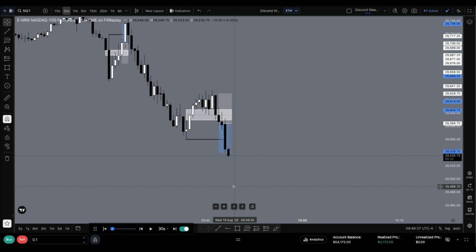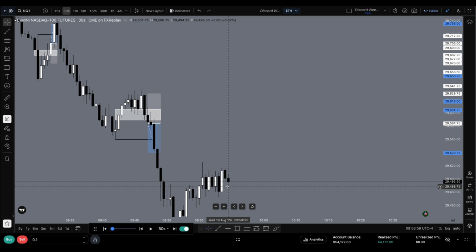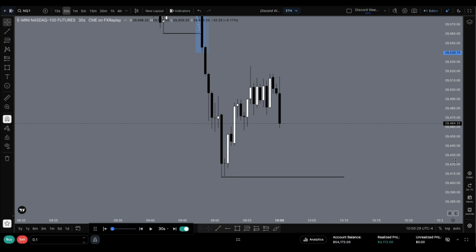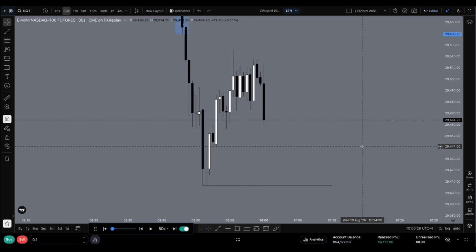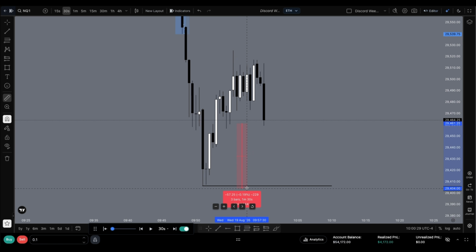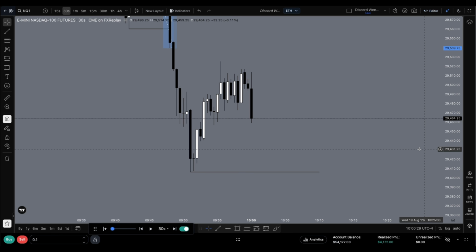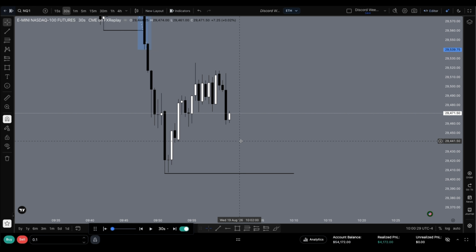Let's wait for the 6 a.m. draw on liquidity now. Let's wait for 10 a.m. 10 a.m.'s open. Here's our 6 a.m. low. So you have two gaps you can choose from here. You have this one here. And you have this one here. This one is 50 points away. This one is 20. So now we're just going to wait for either of them to be inversed.